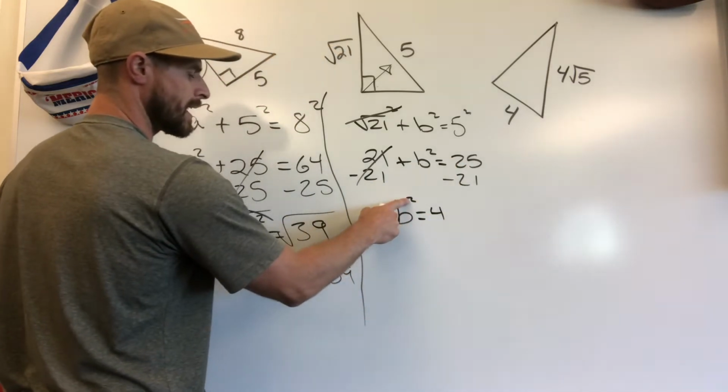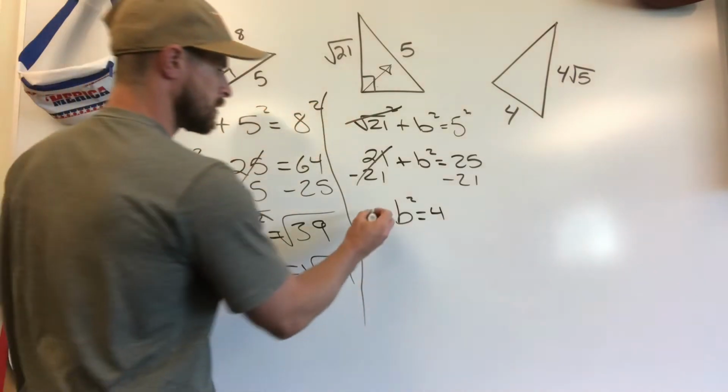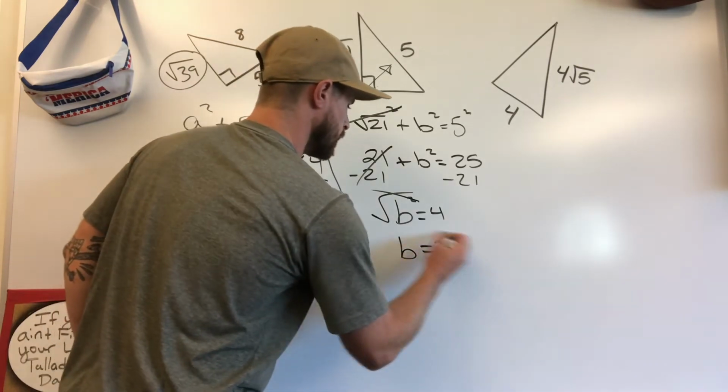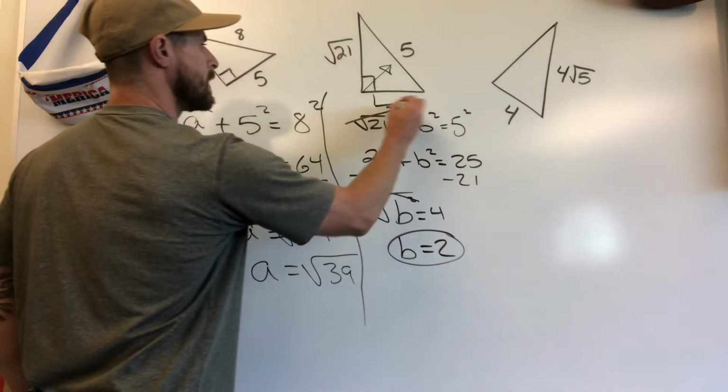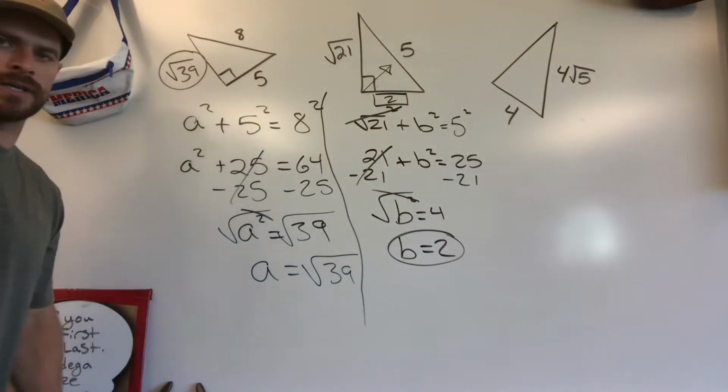We got to get rid of that exponent, so we use the inverse operation. We talked about that up here. Square root it to cancel. B is equal to 2. So we now know that this number right here for that leg would be 2 units.